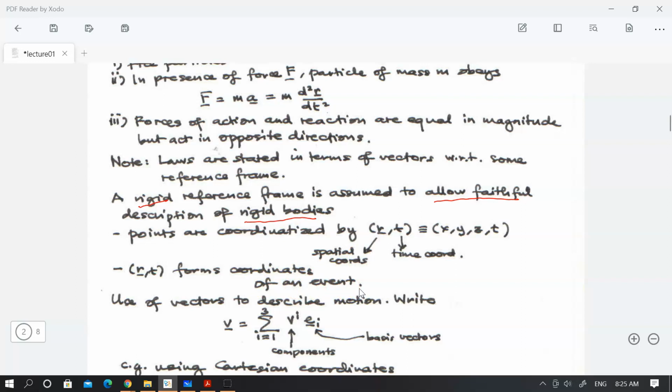Usually when you do mechanics, you might not think about time too much. Okay, you just coordinatize your event using what you call spatial coordinates, because your time is like a kind of background coordinate. Okay. So, but in the context of relativity, it's important to have this notion of an event.